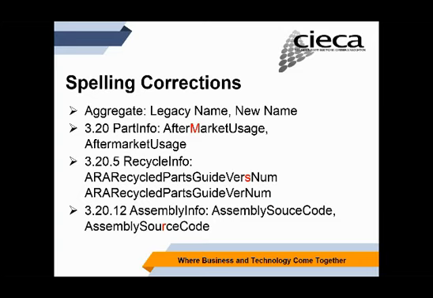So the spelling corrections were in part 320, part info, where aftermarket had a capital M that shouldn't have been expected. In 320.5 recycle info, we didn't follow our naming convention of abbreviating version as VER, and our favorite, of course, was the 320.12 assembly info, where we had assembly source code misspelled, and we've now corrected it to say assembly source code.